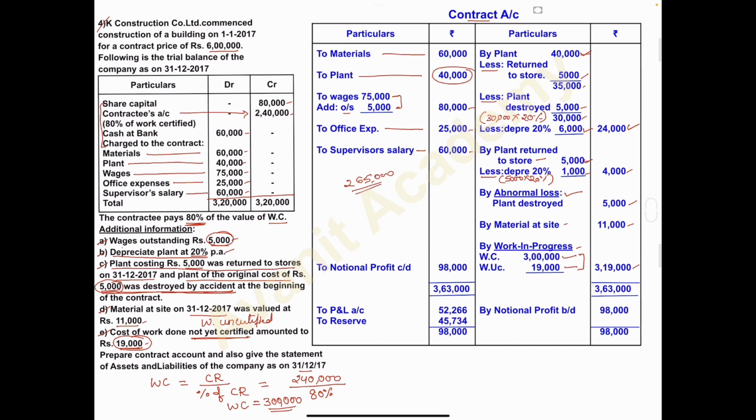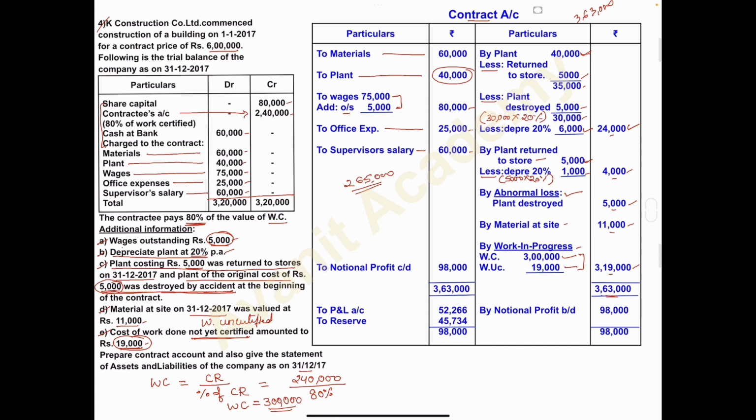Total credit side: 24,000 plus 4,000 plus 5,000 plus 11,000 plus 3 lakh 19,000. You will get 3 lakh 63,000. So which side will get the more balance? On the credit side. Yes. So we will take the credit side total, that is 3 lakh 63,000.